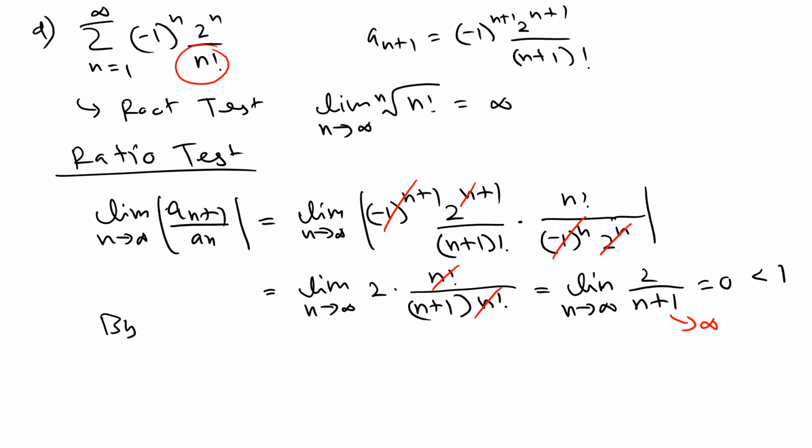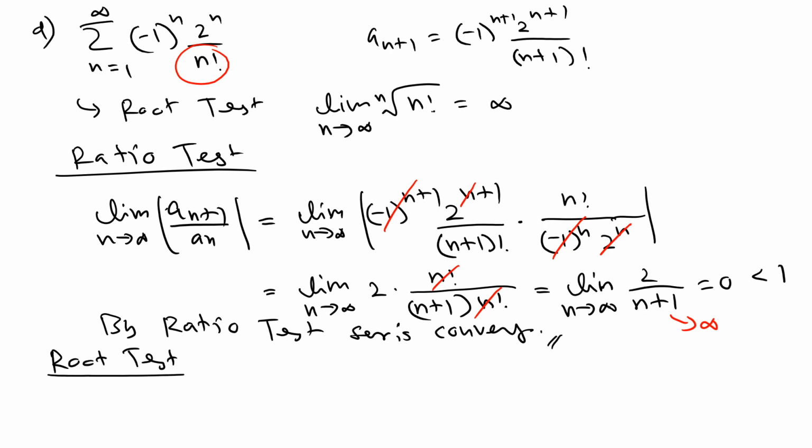So by the ratio test, the series converges absolutely, and therefore converges. So that's about that. It's very easy. But let's see how to use the root test.